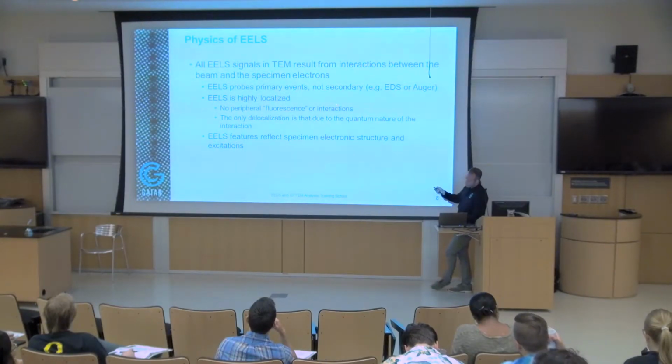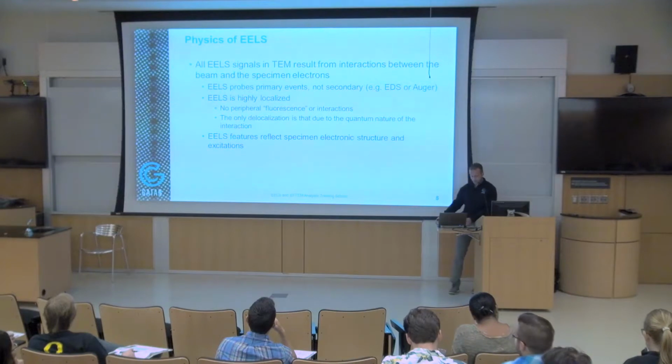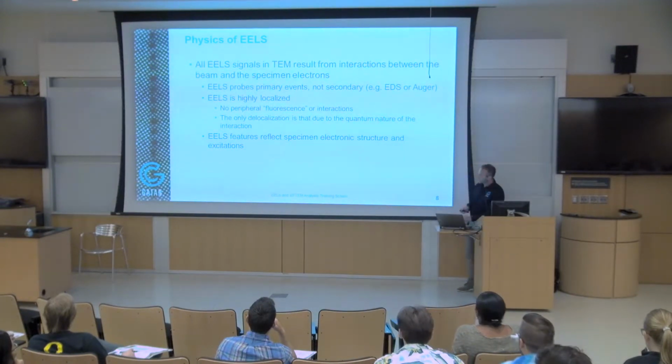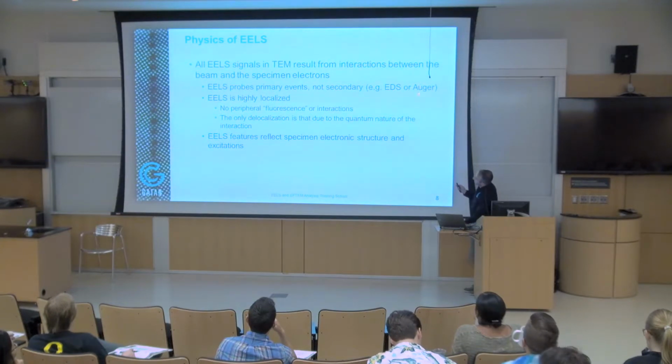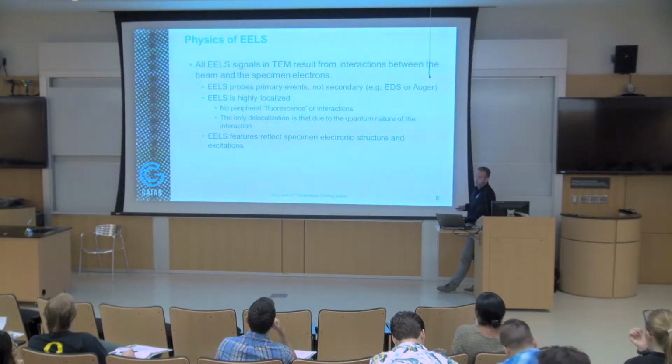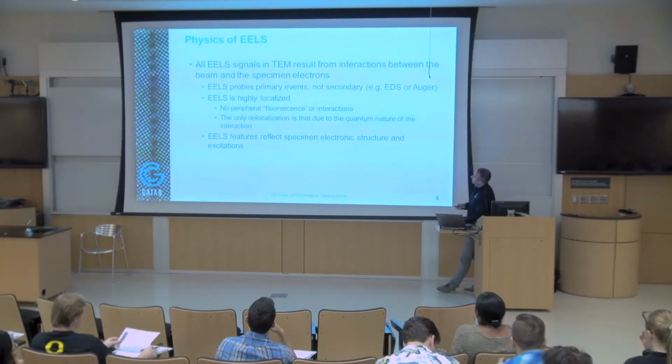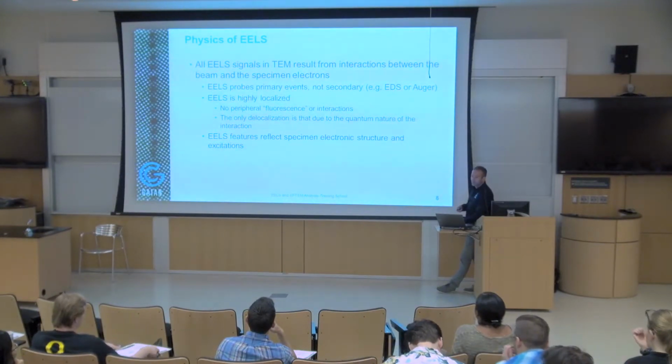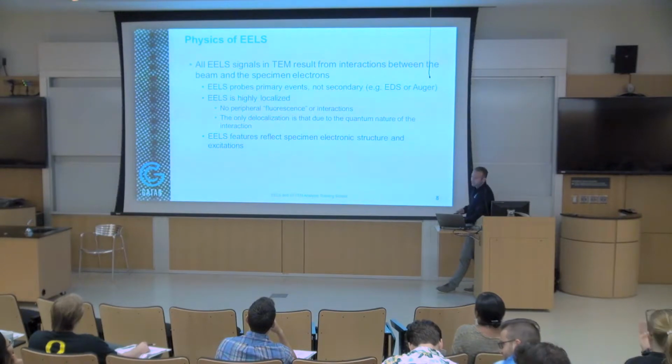All the EELS signal in the TEM results from the interaction between the beam and the specimen electrons. Like I said before, EELS always probes primary events. We don't probe any secondary events. We learned from the first slides in the presentation that if you want to have EDS, you need to have some energy loss, so EDS is always a secondary event, just like Auger. Another advantage of EELS is that the signal is very localized. We don't have any fluorescence, which is typical of EDS. Fluorescence is when X-rays travel through the sample and generate other X-rays.